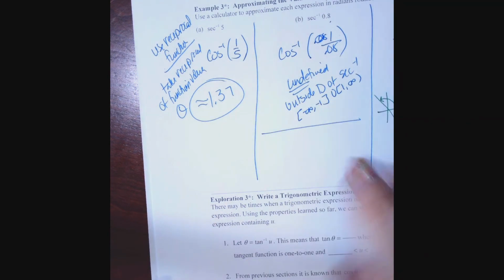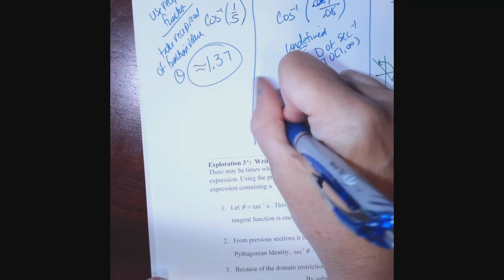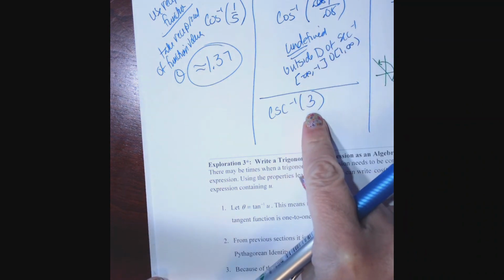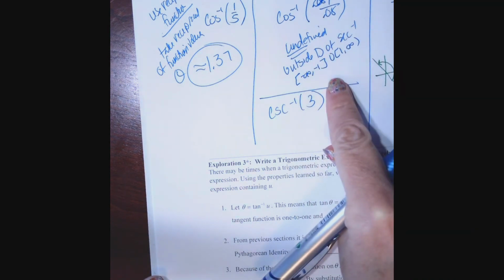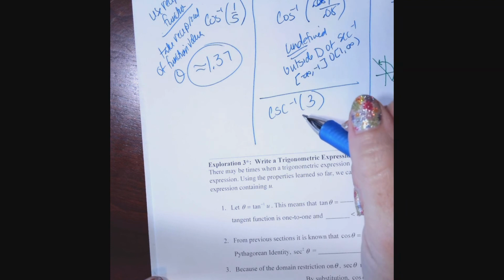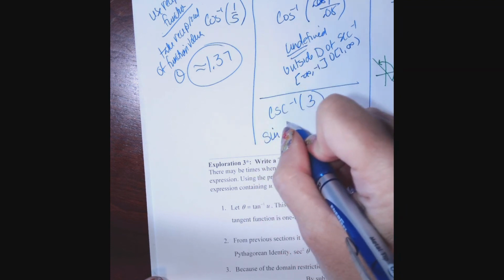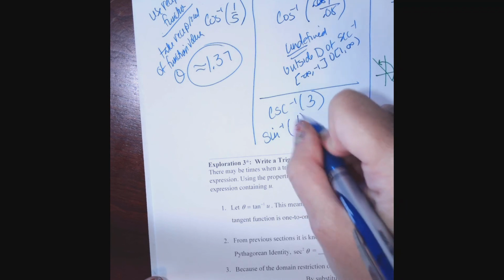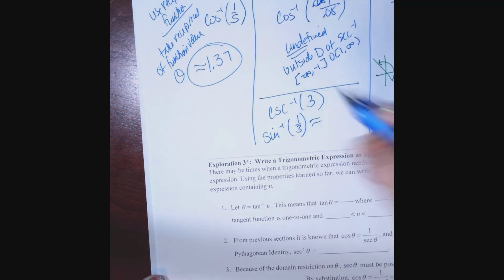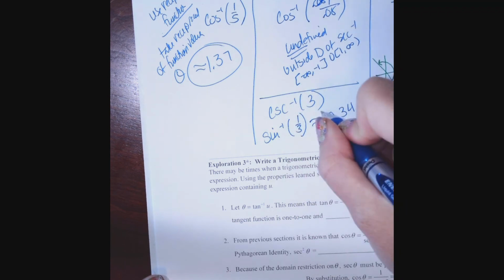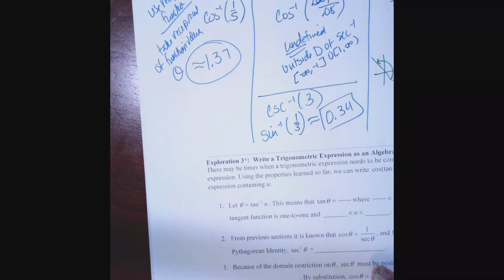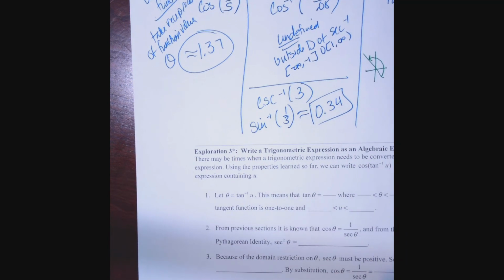Let's do one more example just so that you have it in your notes. Let's do a cosecant. Cosecant inverse of 3. That's okay. That's going to work because that fits our domain of cosecant inverse. The reciprocal function of cosecant is sine. So I would find the sine inverse value of 1/3. And I get a radian measure of about 0.34 when you round that to 2 decimal places.